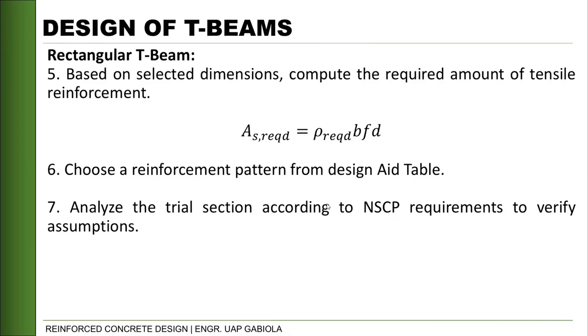We use AS required equals to PBD, and then we can use our design A table from our previous lectures to identify the number of rebars adequate for our section. And then we will check for the NSCP requirement, meaning for the minimum reinforcement, if we have provided the minimum required, and also check if the prior assumption, which is a tension controlled member, suffices.